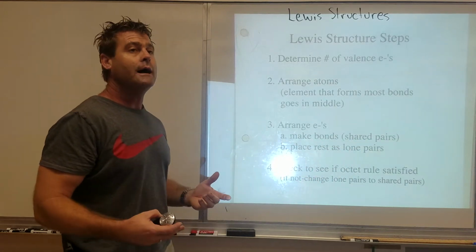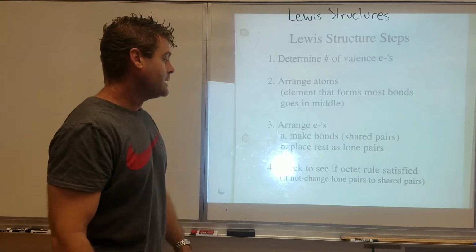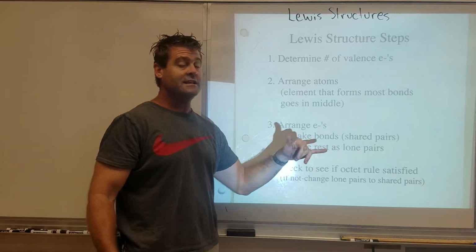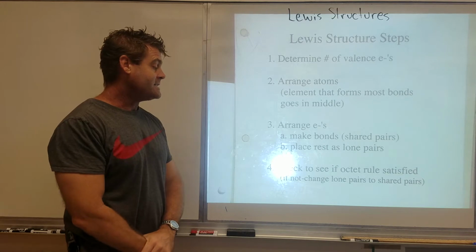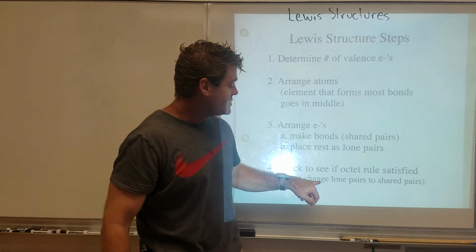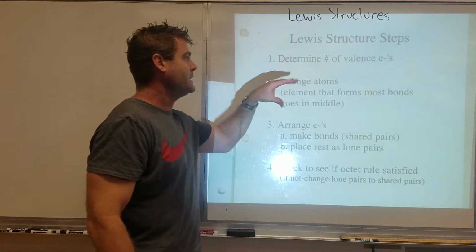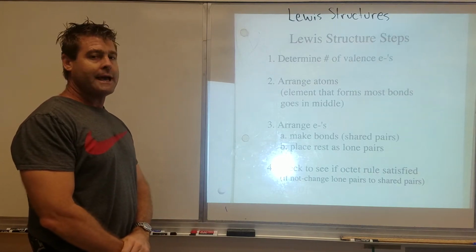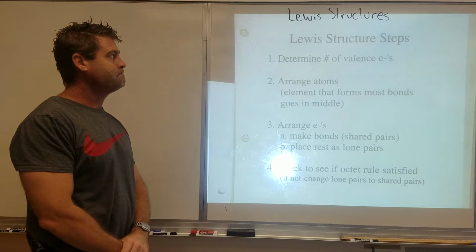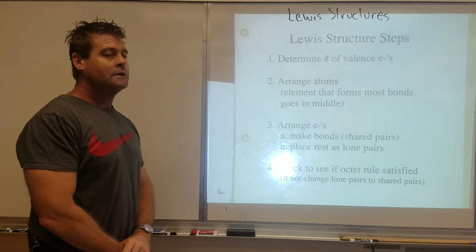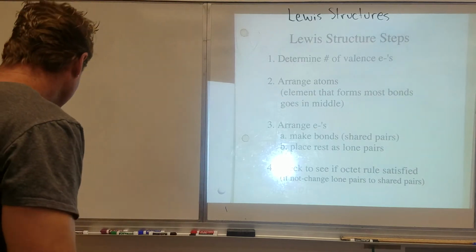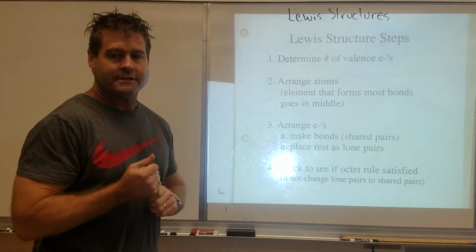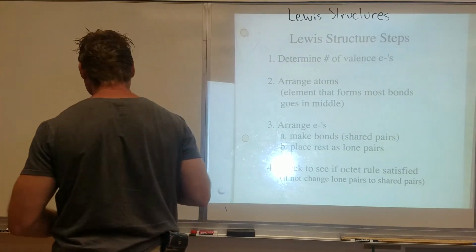Those are pairs of electrons that aren't involved in bonding between atoms. And then lastly, we check to see if what's called the octet rule is satisfied. If not, change lone pairs and make them shared pairs. So I'm going to leave this up, and then we are going to be looking at how to do Lewis structures. Okay, so for example, let's start with chlorine.